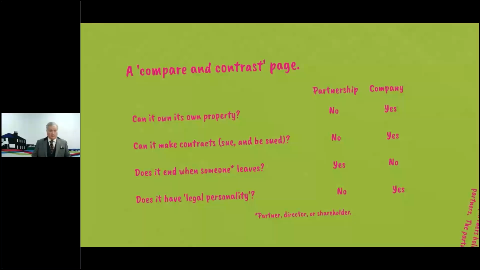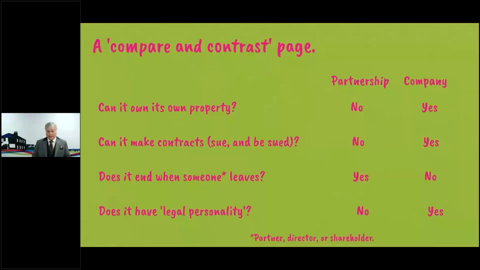So, having had two compare and contrast diagrams, we've now got the compare and contrast page, and I'm going to go to the bottom line first, which is to emphasize that perhaps the key difference between a partnership and a company is that a company has got legal personality and a partnership does not. And then the points above that are all consequences of that. So because a company has got legal personality, it is able to own its own property, but a partnership cannot. A company has got legal personality, which means it can make contracts and it can sue and be sued in the courts. A partnership is not a legal entity with legal personality, so the partnership itself cannot make contracts, cannot sue, and cannot be sued.